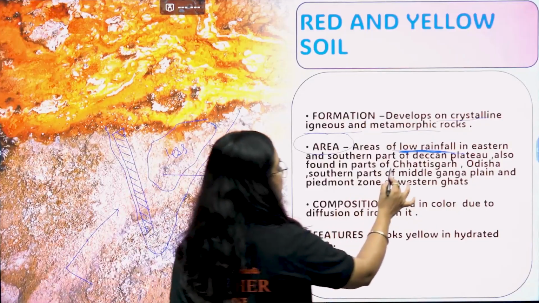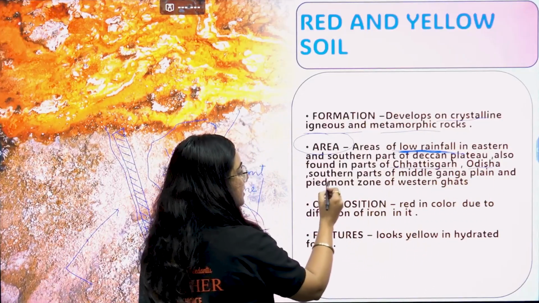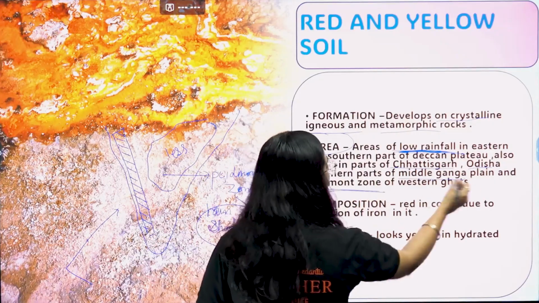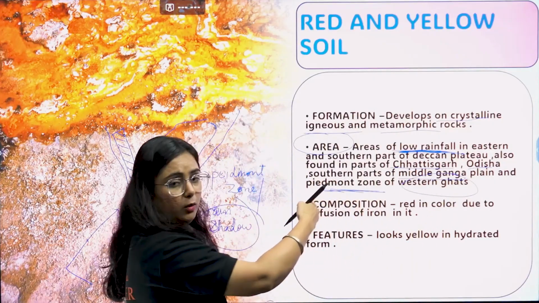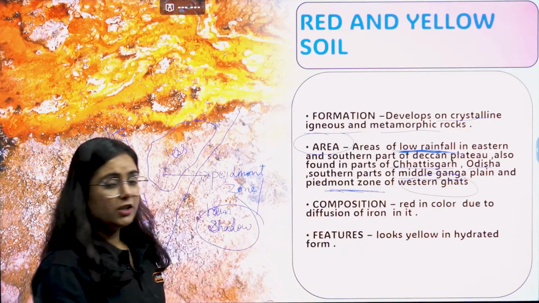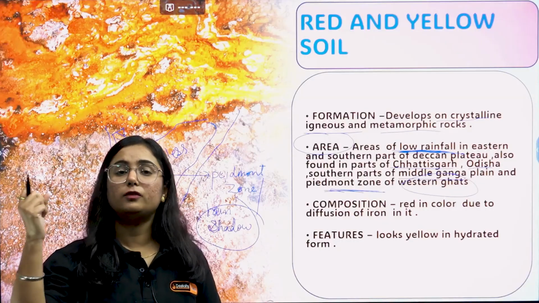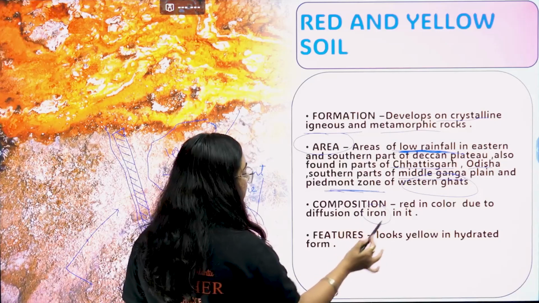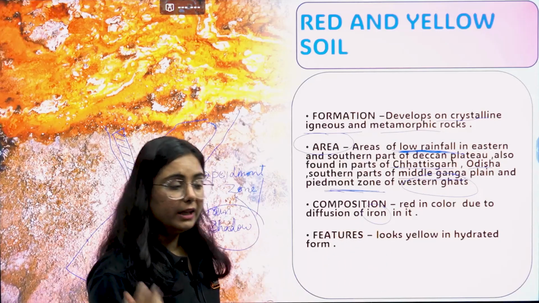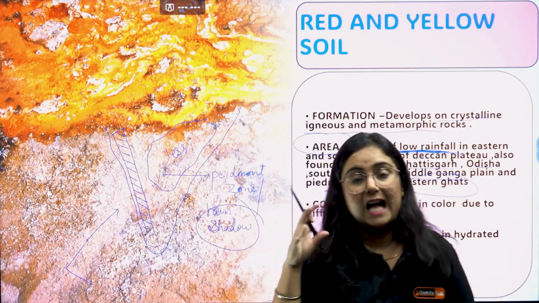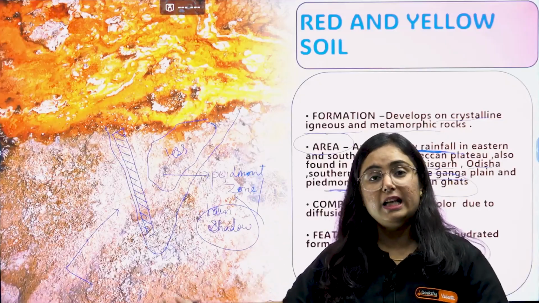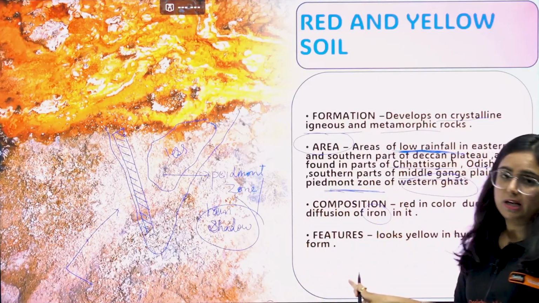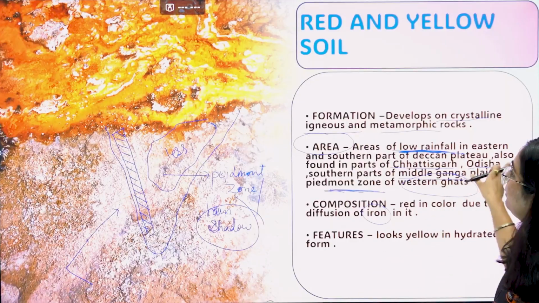It is found in parts of Chhattisgarh, Odisha and some parts of the Middle Ganga plain, also in the Piedmont zone of the Western Ghats. This is what I just made you understand. Composition: it is red in color because of the diffusion of iron. That is clear. Then why is it yellow in color? Whenever it is in hydrated form. That means whenever this soil is found in an area having high rainfall, it will become yellow in color.